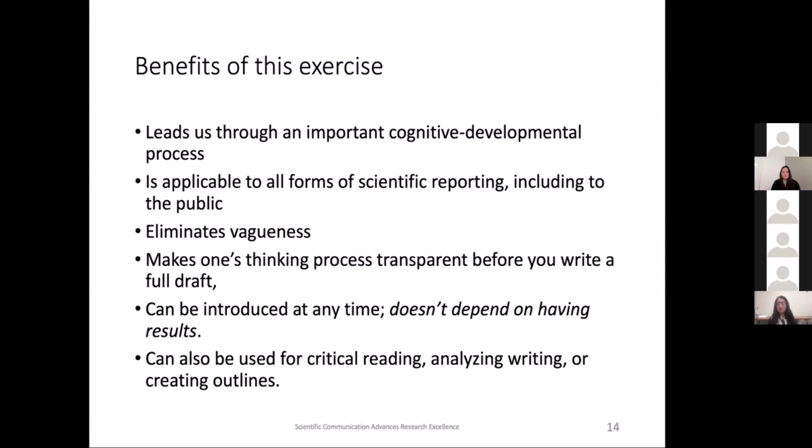This exercise produces the benefit of helping us think through what the story will be. It doesn't force us to immediately start writing because it forces you to think about, well, I have all this data. What are the 2 or 3 key things? Because anything more than 3 key messages is going to overwhelm the editor and therefore your chances of getting published. And it's applicable to all forms of scientific reporting. It eliminates vagueness, as we'll see in a moment, and it can be introduced at any time.